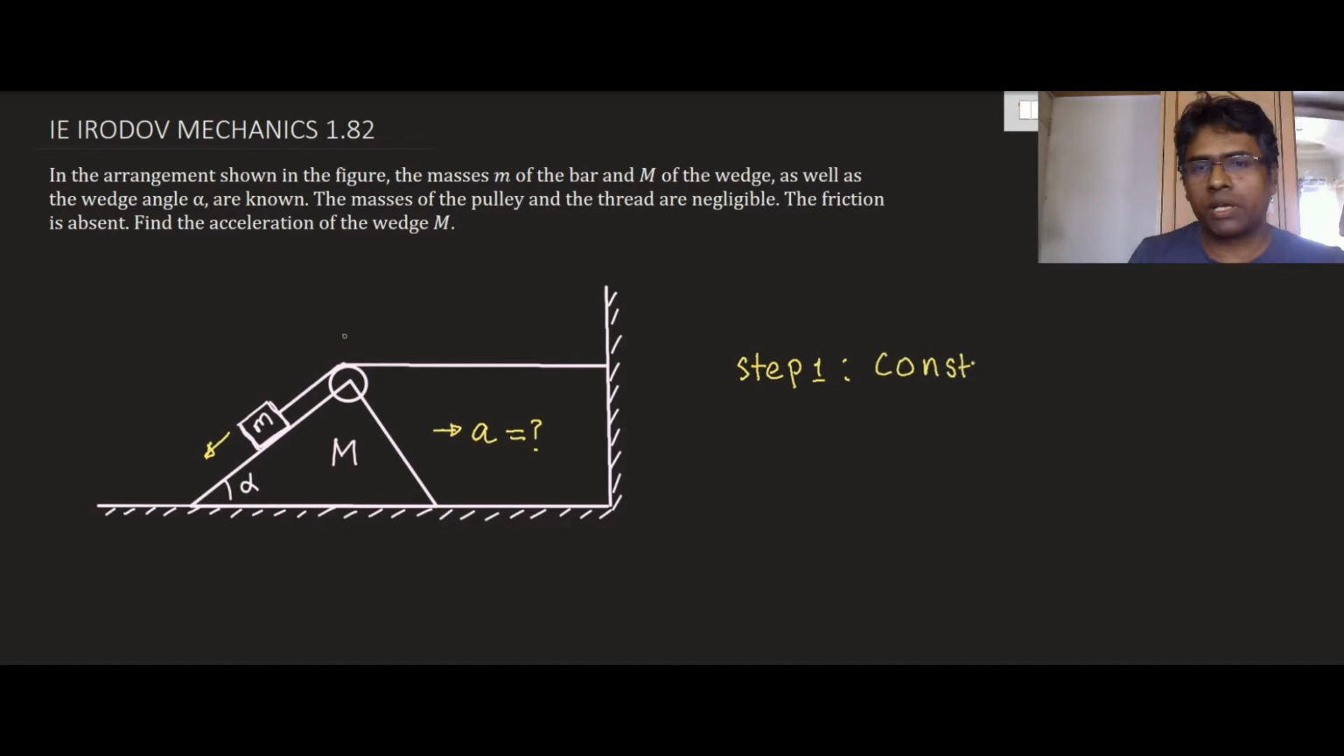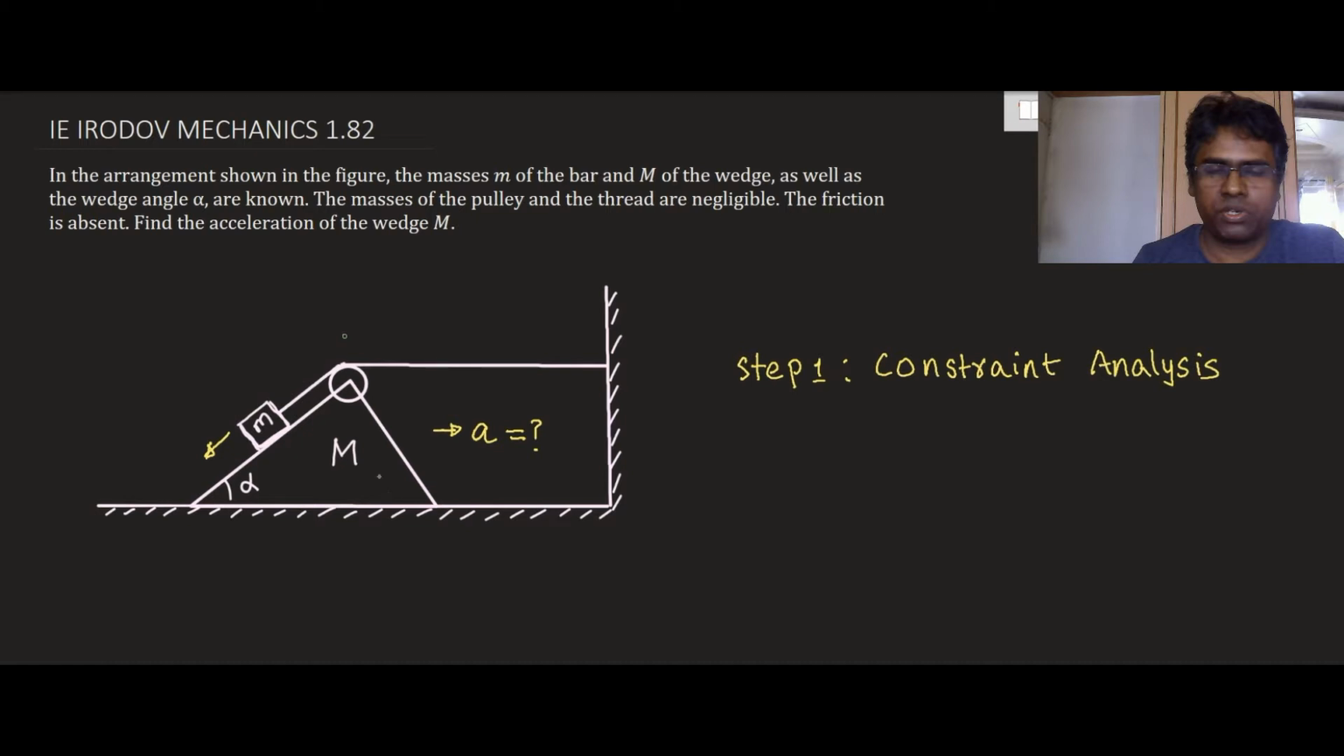Whenever you have two or more objects in a system, they're constrained to move. So there is a relation between the displacements of the objects in the system. The velocities are also related, the accelerations are also related. So the first thing that we need to do is get a relation between the accelerations of the block and the wedge. Most of the time, we can actually do this visually by looking at the problem.